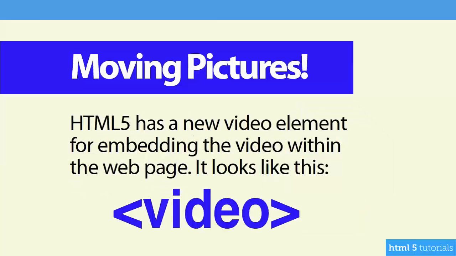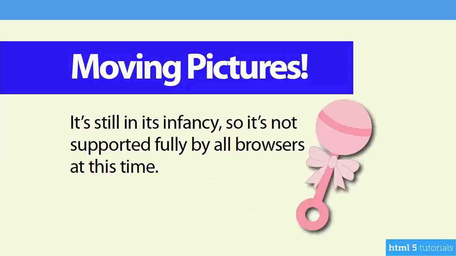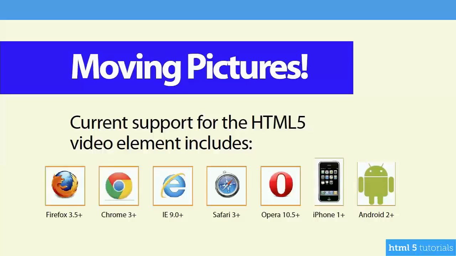So in HTML5, we have a new element called the video element for embedding the video on the web page. It works differently, and we'll be going through that in this chapter. The video element just simply looks like this, the word video with angle brackets around it, and we can add attributes and values to that tag. Now it's still brand new, and it's not completely supported by all the browsers in every format at this time. Every browser and operating system that you see here supports it in one way or another, but they require different formats to be able to support it fully.